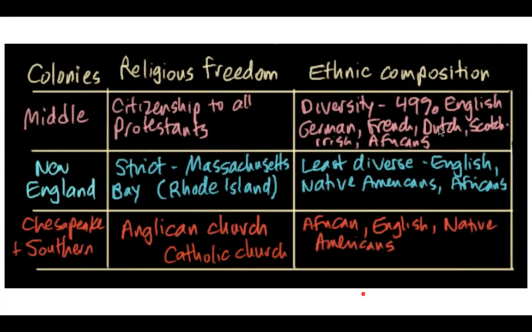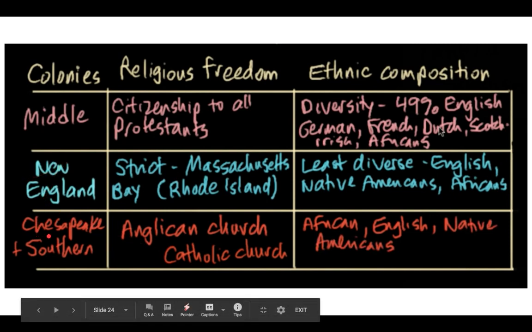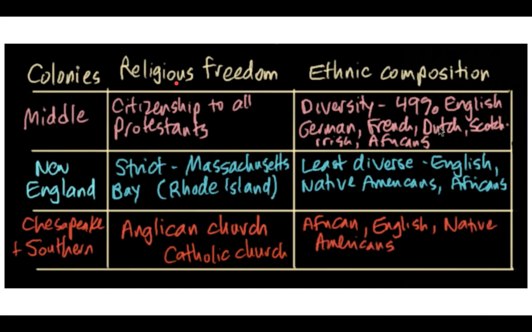So copy this chart into your notes. I think it simplifies it really well. Of the colonies, both the middle, New England, and then the Chesapeake and Southern, it's going to compare their religious freedom, and then it's going to compare their ethnic composition.